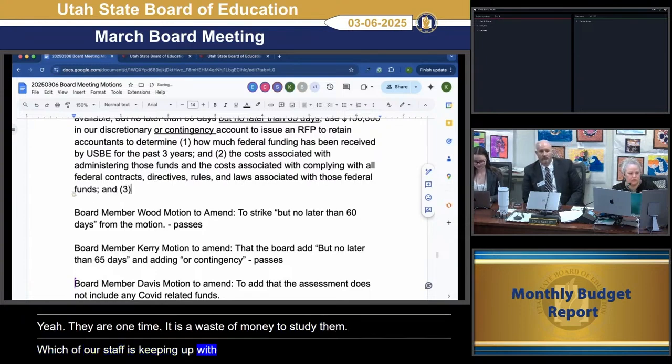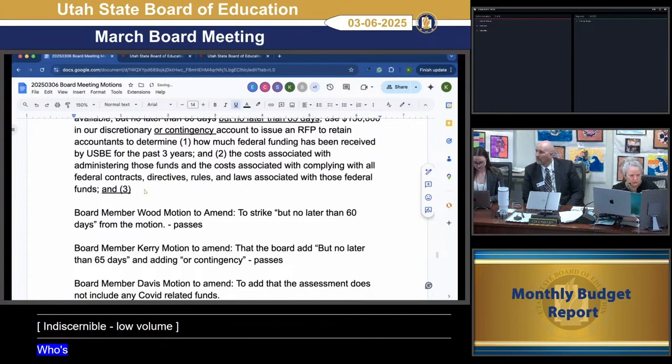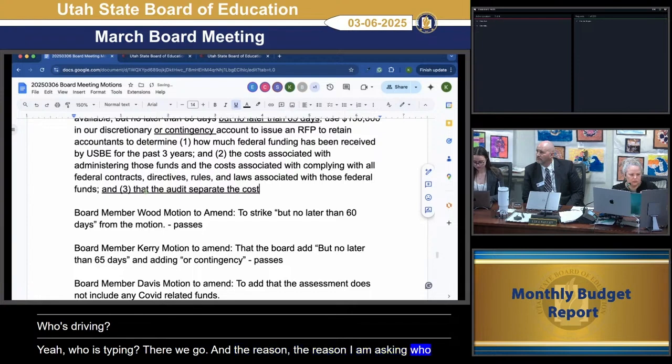Who's driving? Who's typing? There we go. And the reason I'm asking who's driving, Member Davis, will you just keep an eye on this and make sure that this captures your intent?